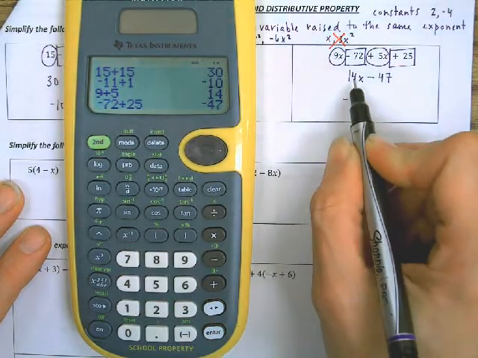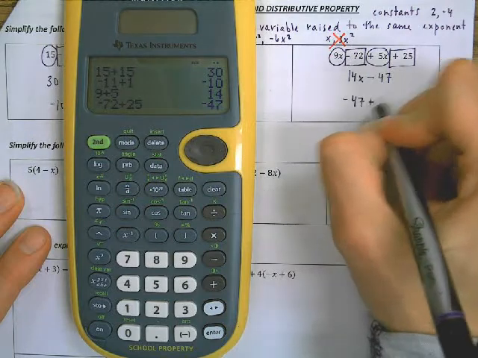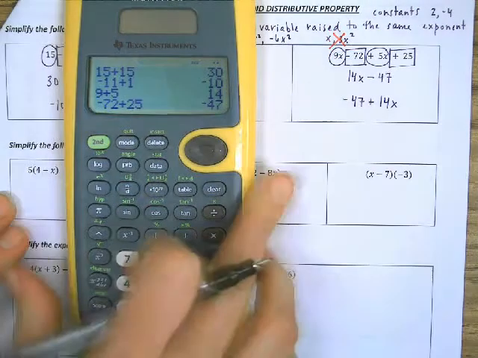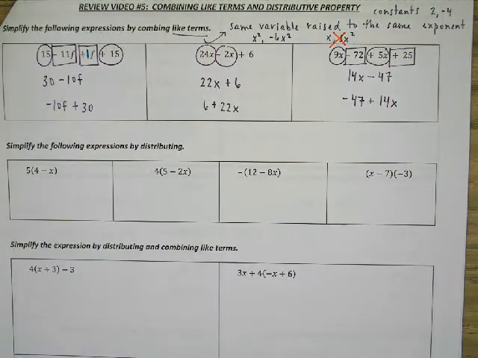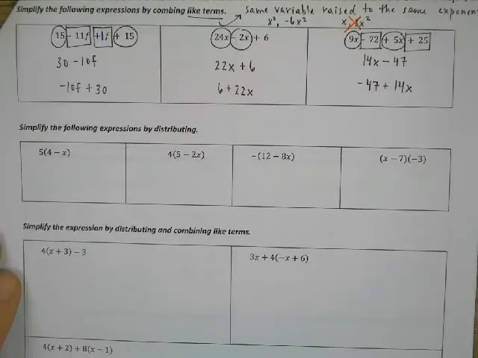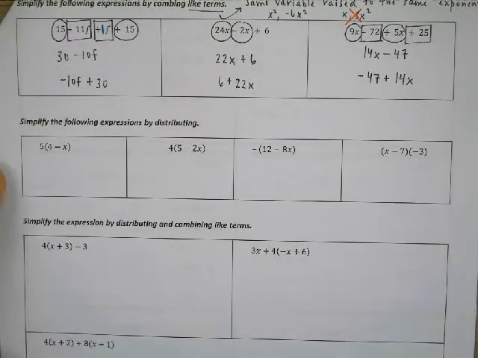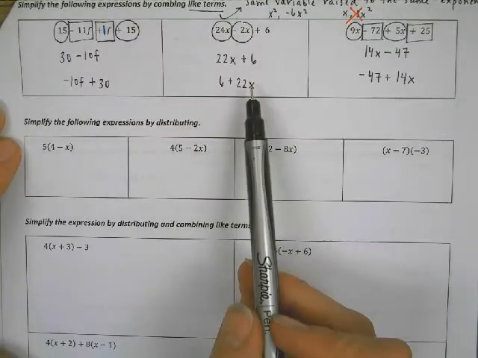So that's just a quick review of combining like terms. Now let's look at distributing. And now the important thing to remember here is we were doing addition and subtraction when we were combining like terms. When we're distributing, now we're multiplying.